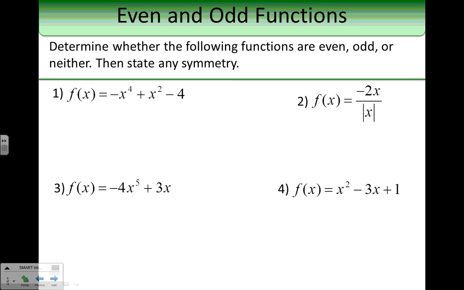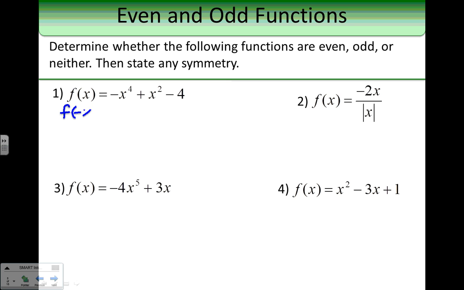All right, so we found even and odd functions looking at the graphs. So let's continue and do even and odd functions just looking at the equation. Again, for both even or odd, we always start by plugging in negative x. If it comes out exactly the same, then it's even. If it comes out exactly opposite, then it's odd. If it's not the same and it's not opposite, then it's neither. So let's start with number 1.